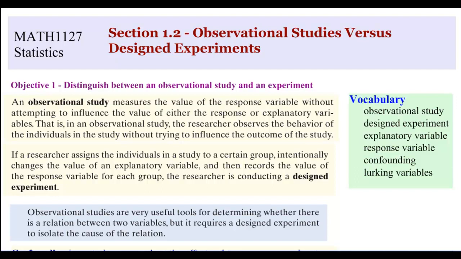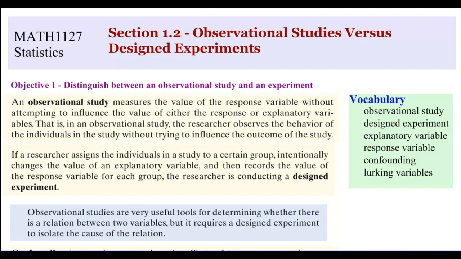So we want to talk about a designed experiment. If a researcher assigns the individuals in a study to a certain group, intentionally changes the value of an explanatory variable, and then records the value of the response variable for each group, the researcher is conducting a designed experiment. So examples of designed experiments might be having two groups of people, one which might take a particular medicine and one which may not, and where they would study if the medicine was having the desired effect or not.